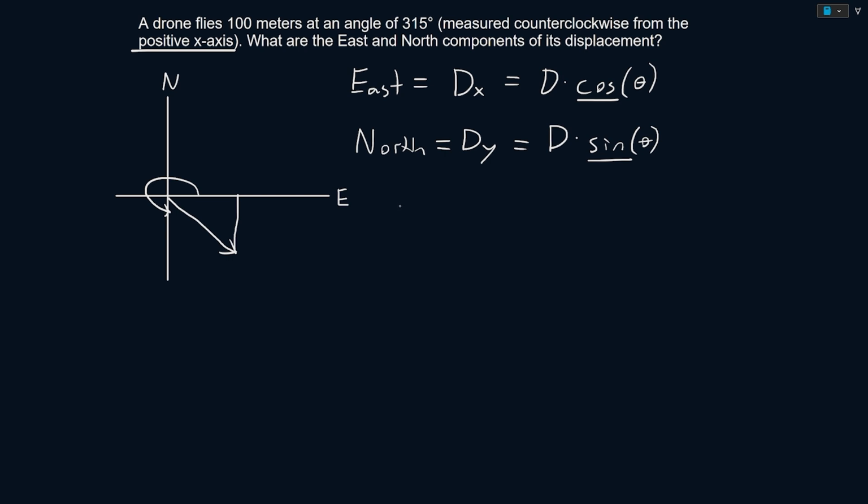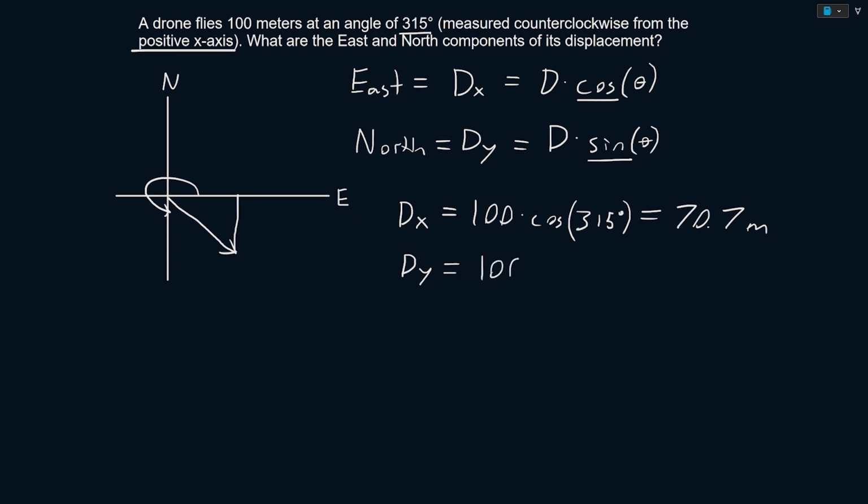Now plugging into the equations, our east component dx is equal to 100 times cosine of our angle theta, 315 degrees. And this is equal to 70.7 meters. Our north component, dy, is equal to 100 times sine of our angle theta, which is 315 degrees, and is equal to a negative 70.7 meters.